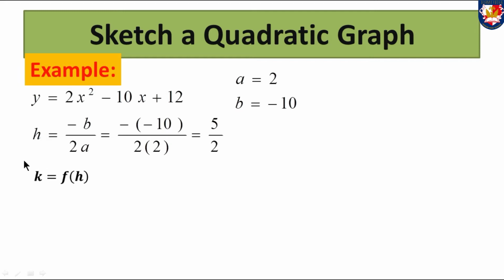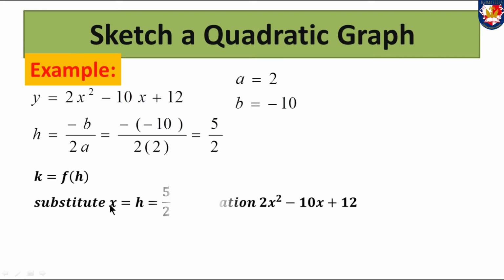So we find the value of k when we substitute the value of h into the equation. This is the original equation. So substitute x equal to 5/2, where 5/2 is the value of h, into the equation 2x squared minus 10x plus 12. So you will find the value of k equal to negative 1/2. Okay, substitute the value of h into the original equation here, and you find the value of k.